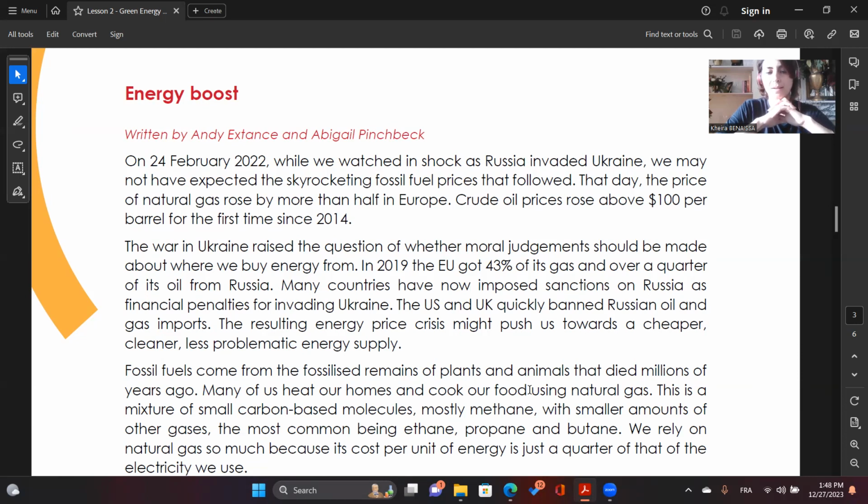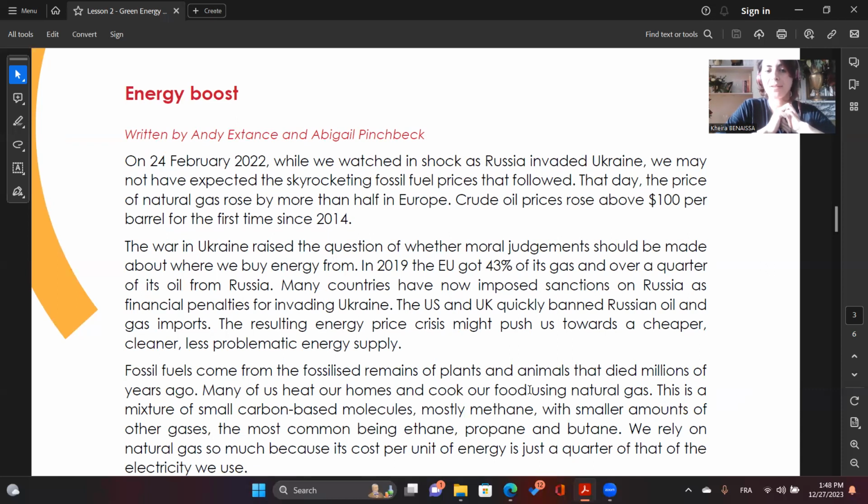Crude oil prices rose to about $100 per barrel for the first time since 2014. The war in Ukraine raised the question of whether moral judgments should be made about where we buy energy from. In 2019, the European Union got 43% of its gas and over a quarter of its oil from Russia.